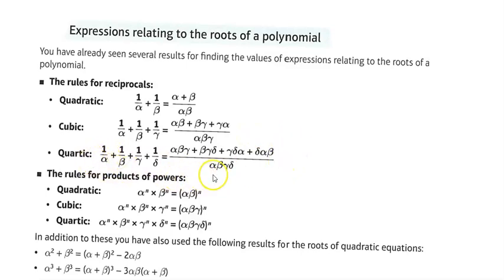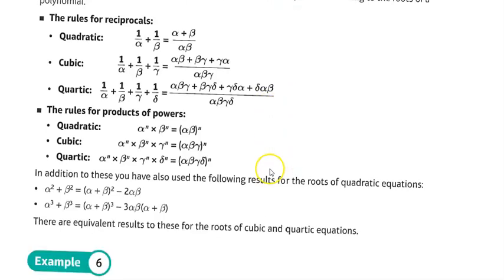So we'll just look at the quartic one here. The bottom line of the quartic one, when you add all the reciprocals, is alpha beta gamma delta, and then on the top line it's the sum of all the different products of the triples. So that's easy to work with. Another couple of things which are useful here.